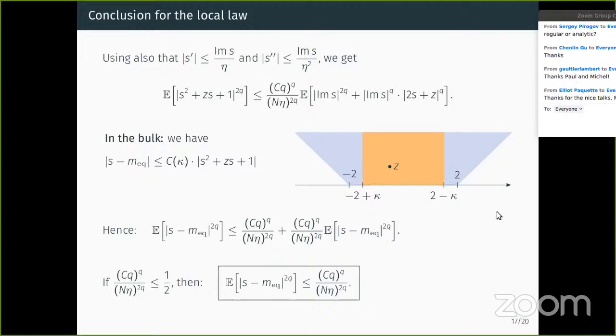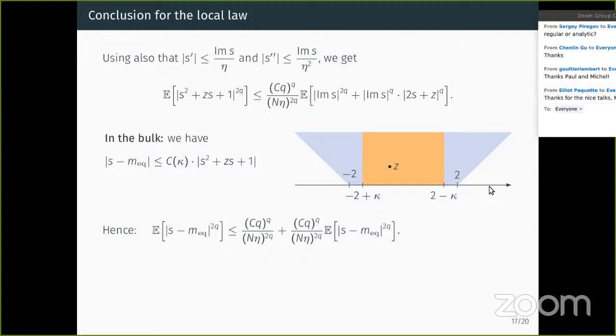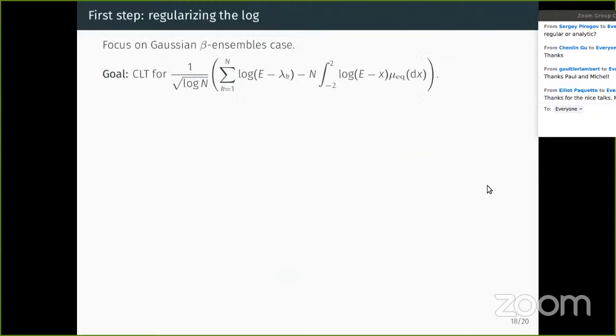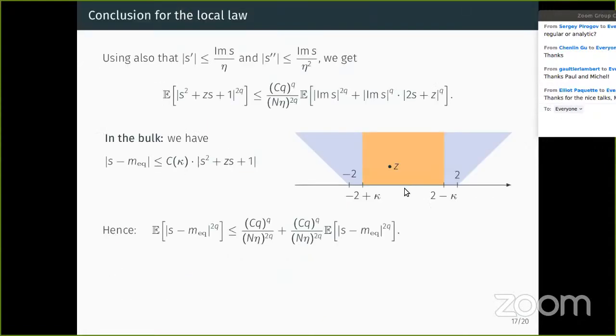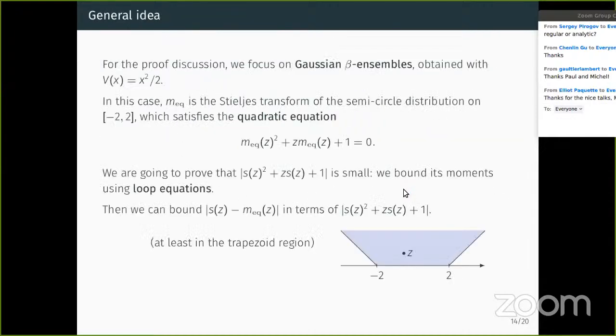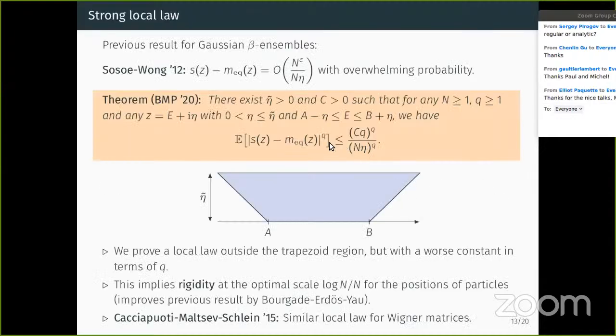Can I ask a question? Yes. Michel, is it important that you actually have q to the q, or could you allow a worse constant depending on q? It depends on what for. For the central limit theorem, actually, we just need q, which is 2. So you don't care about the constant.